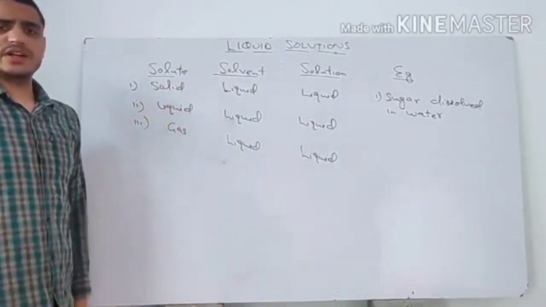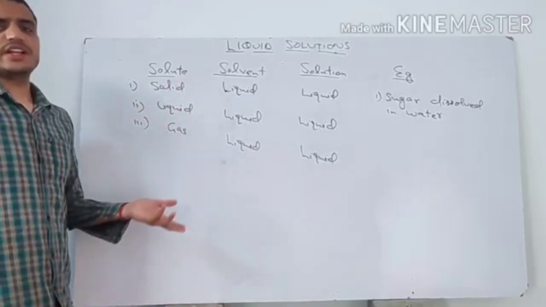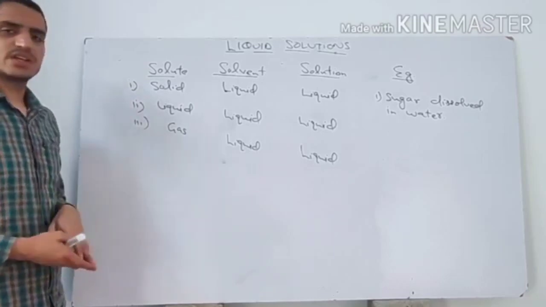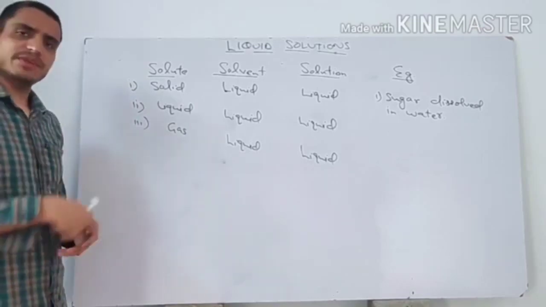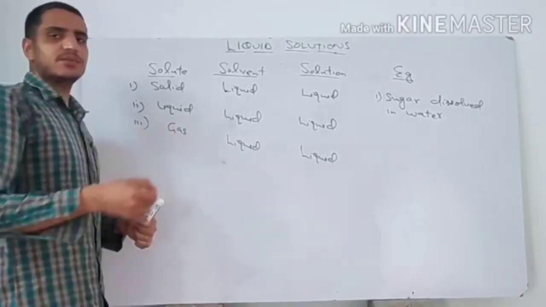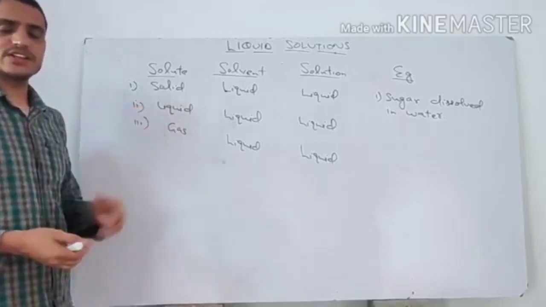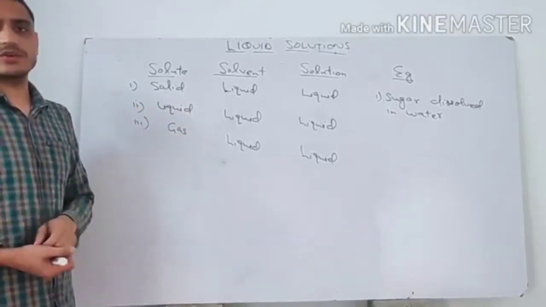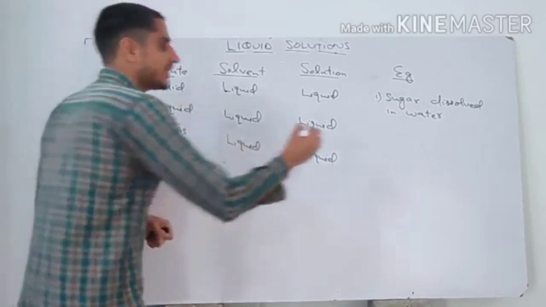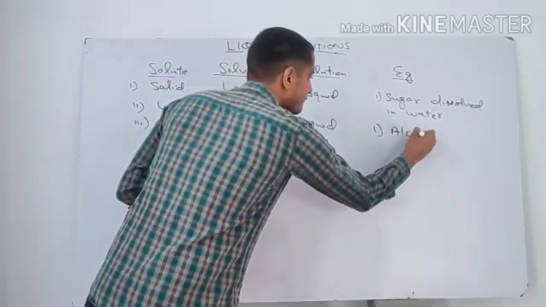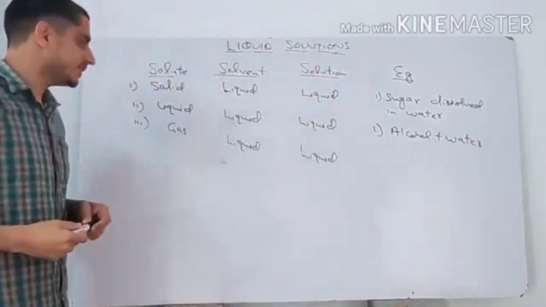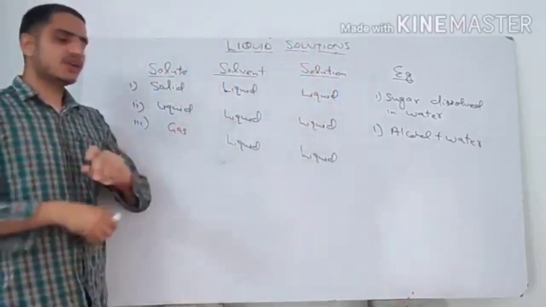Second part, liquid in liquid. In your daily life also you may experience many examples. For example, alcohol plus water, they get mixed up, a solution is made. So that is an example of liquid in liquid solutions. Getting a point? Alcohol is in liquid phase, water is also in liquid phase. So the solution is a liquid in liquid solution. So example can be alcohol plus water.